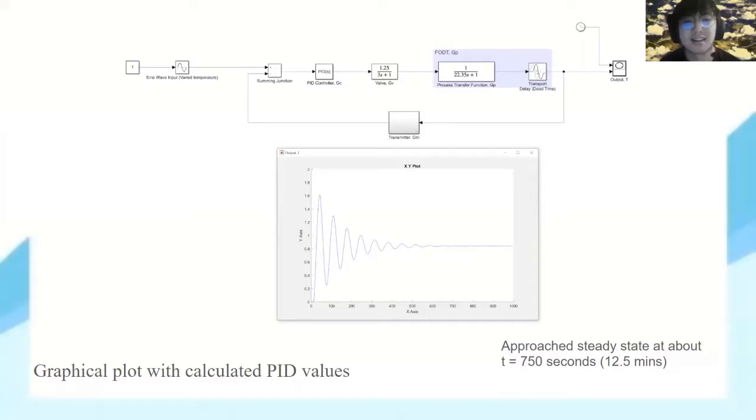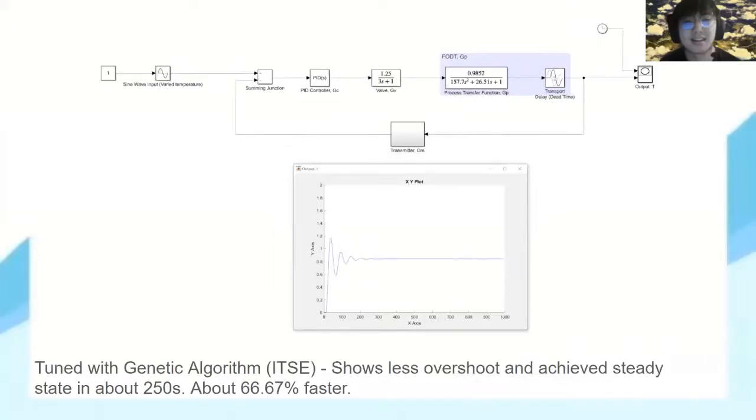PID values from the last slide were set into the controller, and the diagram here shows the output. The process is proved to be stable, and steady state is achieved in 750 seconds. Next.